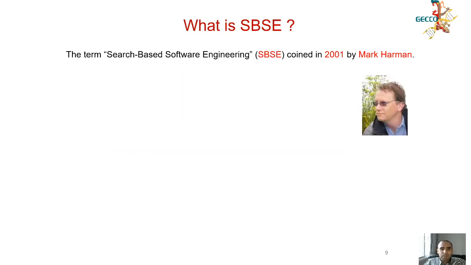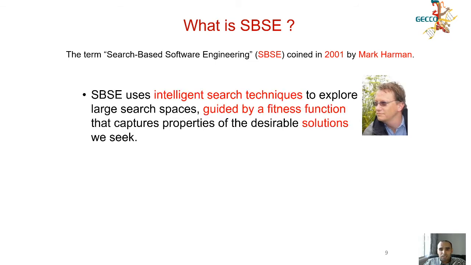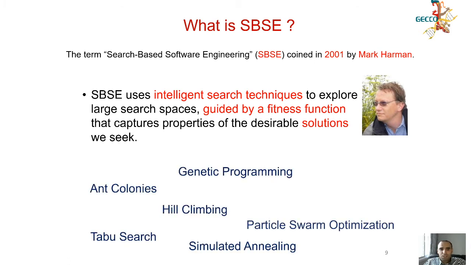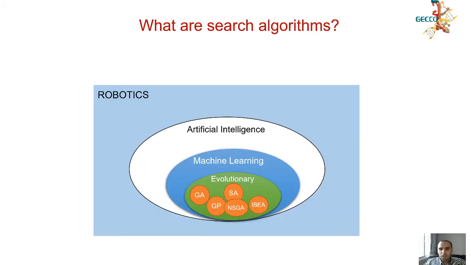The term SBSE was coined first by Mark Harman in 2001, and SBSE is about the use of intelligent search techniques to explore large search spaces guided by what we call a fitness function that captures the properties of a desirable solution that we seek to have. And there exist several ready-made algorithms such as the genetic programming, harmony search, particle swarm optimization, and simulated annealing. All these algorithms could be used to solve any optimization problem, including in software engineering and in other fields. So these algorithms fall under the evolutionary search algorithms as part of machine learning, which are all artificial intelligence techniques to be used for robotics originally and other fields.